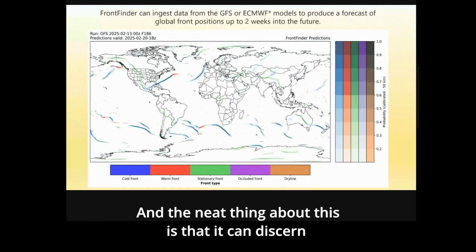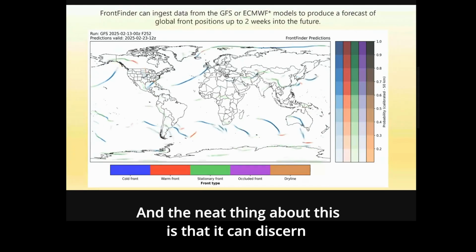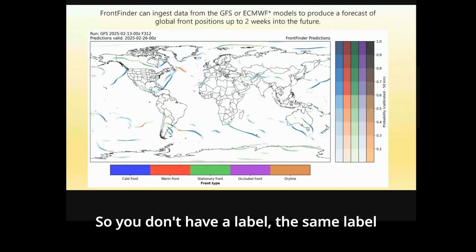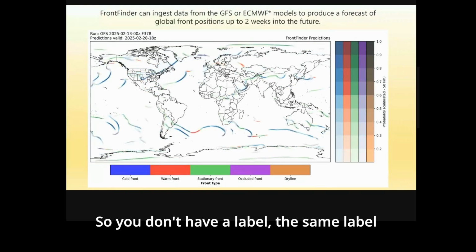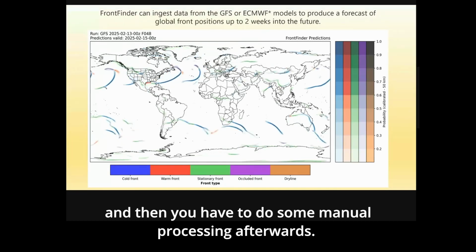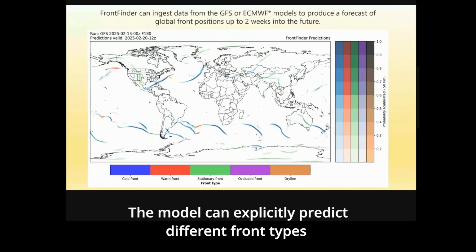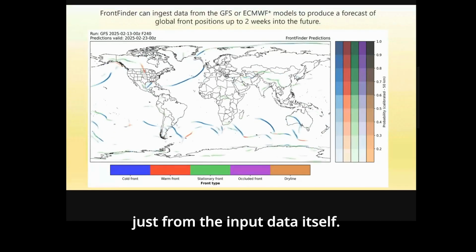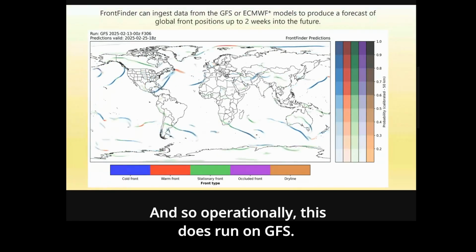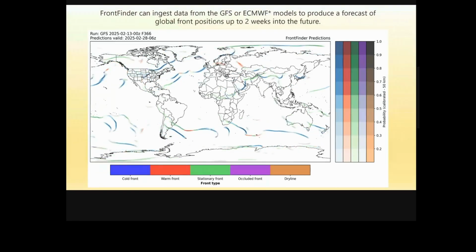And the neat thing about this is that it can discern between the different front types. So you don't have the same label across all the fronts, and then have to do some manual processing afterwards. The model can explicitly predict different front types just from the input data itself. And operationally, this does run on GFS.